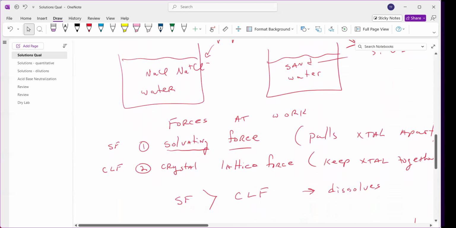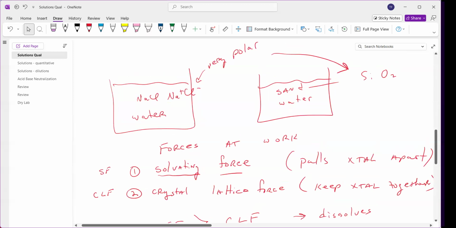Okay, why does salt dissolve in water and sand does not? Sand is polar. You just said if it's polar, it'll dissolve. That's right, it will. Basically tiny rocks. The rocks don't dissolve in water. Right. Then why? Okay, there are two forces at work here.